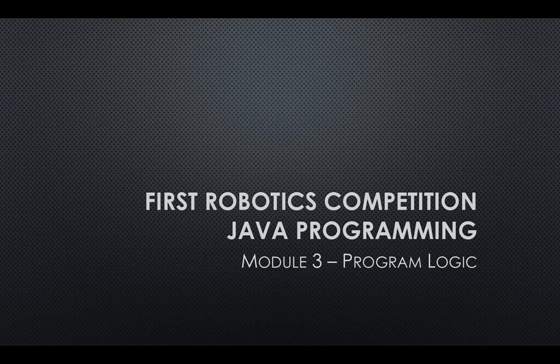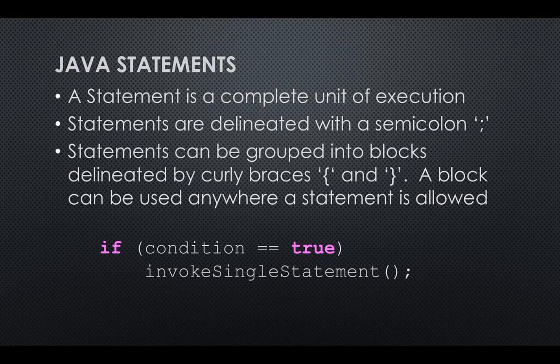So now we're going to look at program logic. Program logic is how we assemble commands in Java to make things happen. Okay, a Java statement is a complete unit of execution that's delineated with a semicolon. So a Java statement is the building block of all our Java program code. Inside Java methods, you're going to see a series of statements. The statements will be executed one after another in sequence from the top of the method to the bottom of the method. So that's how we get a Java program to do things.